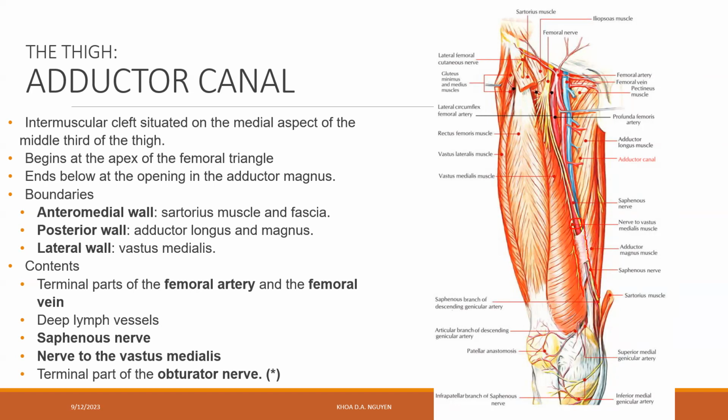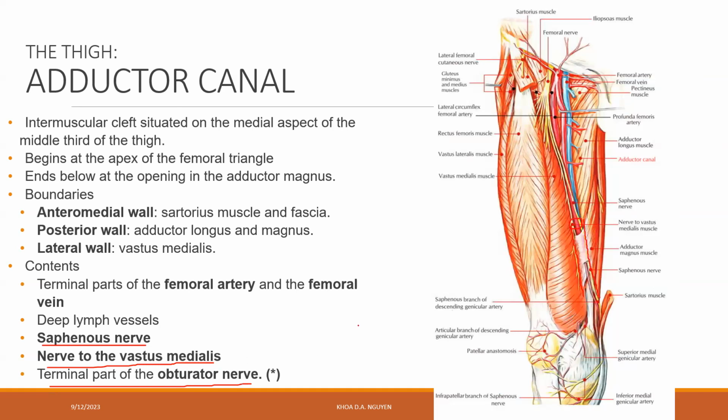And so which components are going to be within the adductor canal here? The components of the adductor canal are going to be the femoral artery, the femoral vein, as well as some deep lymph vessels and the saphenous nerve, and the nerve to the vastus medialis, and the terminal part of the obturator nerve. All right.